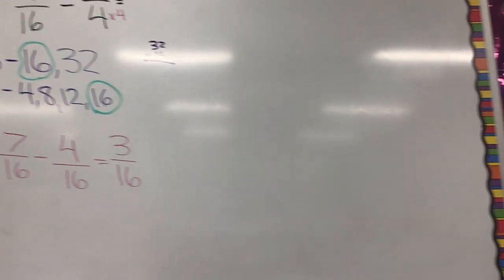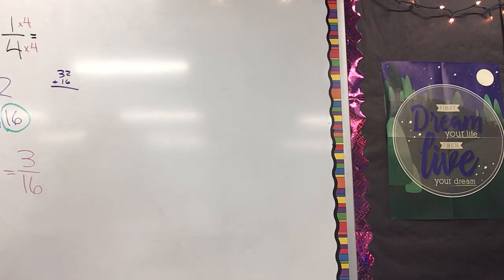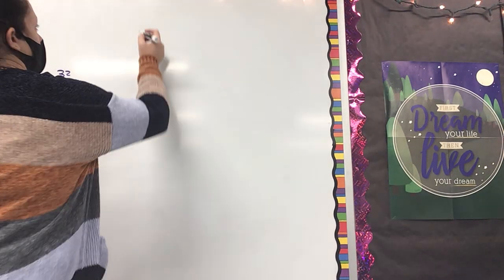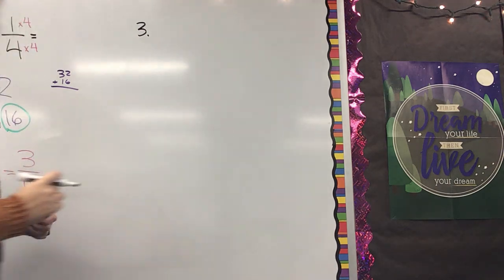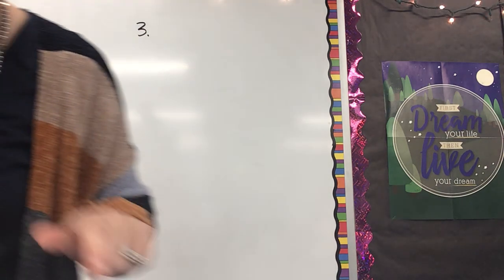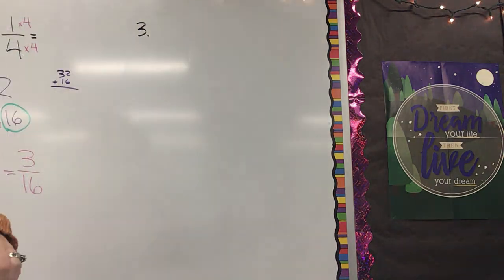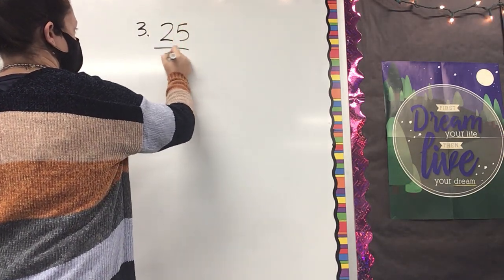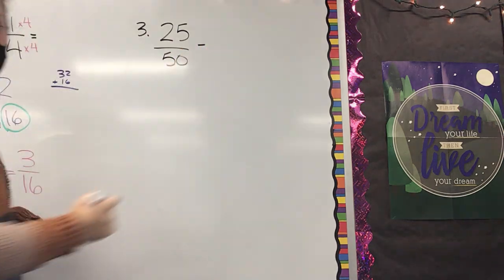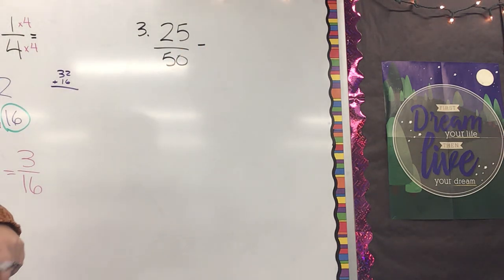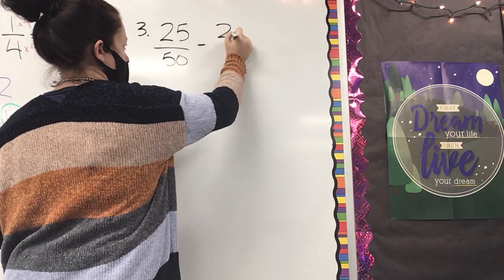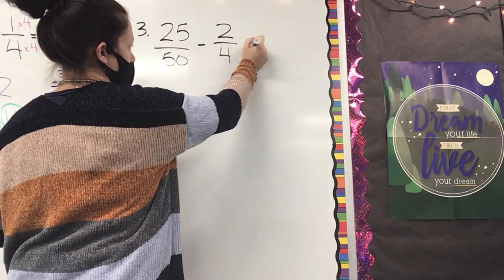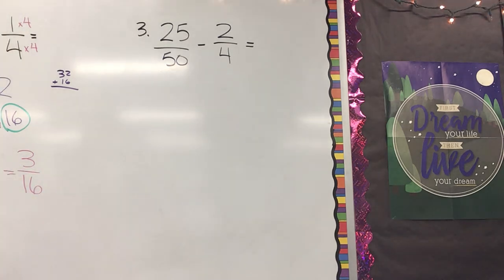All right, number 3, I'm going to leave you guys to try this one now. You guys are ready. You got this. Number 1 and 2 should be in your math notebook, guys. 25 fiftieths minus 2 fourths. This one's unique, and you'll see why. I'm just going to tell you that it's unique. Go ahead, and I want you to work on trying this one on your own.